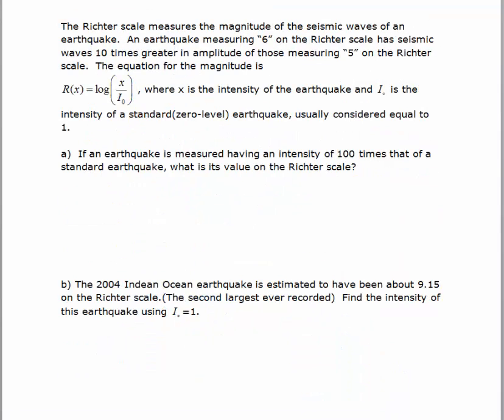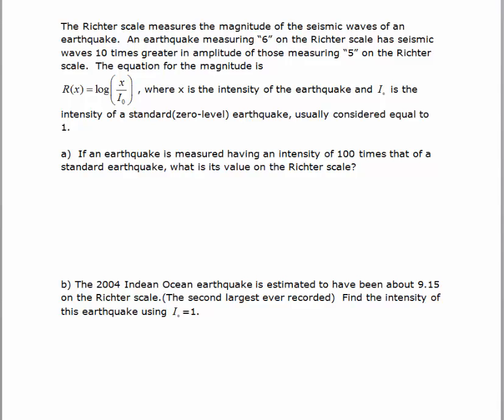Now let's try the Richter scale problem. The Richter scale measures the magnitude of the seismic waves of an earthquake. So an earthquake measuring 6 on the Richter scale has seismic waves 10 times greater than the amplitude of those measuring a 5. So for every increase of 1, you actually have a 10 times increase in magnitude.